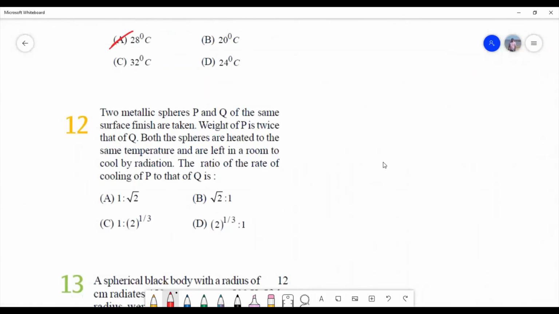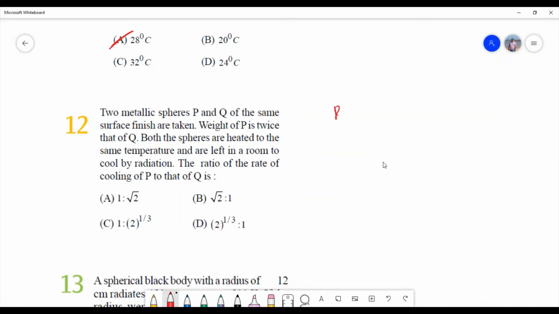Here, 2 metallic spheres P and Q of same radius and finish are taken. Weight of P is twice that of Q. Both the spheres are heated to the same temperature and left in a room to cool by radiation. The ratio of rate of cooling of P to Q. It's a very good model.